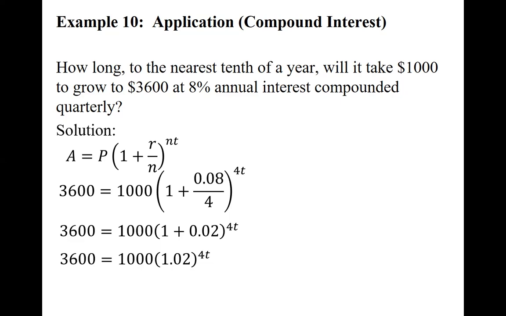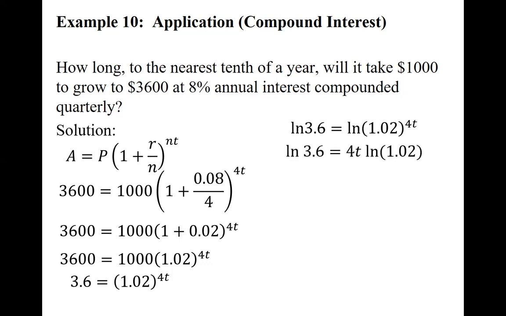So we need to get rid of multiplying by 1,000. We divide both sides by 1,000. 3.6 equals 1.02 to the 4t. Now let's just take the natural log of both sides. That is our tool to make an exponent a coefficient. So that 4t goes from the exponent to the coefficient. We can divide both sides by 4 natural log of 1.02 to get that t by itself. That is the exact answer.